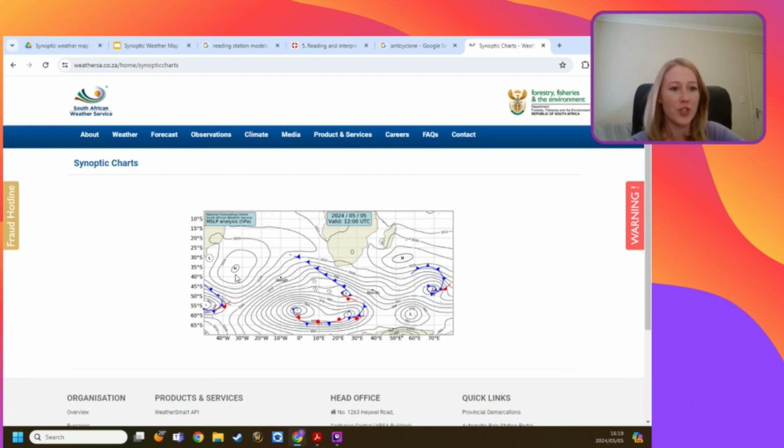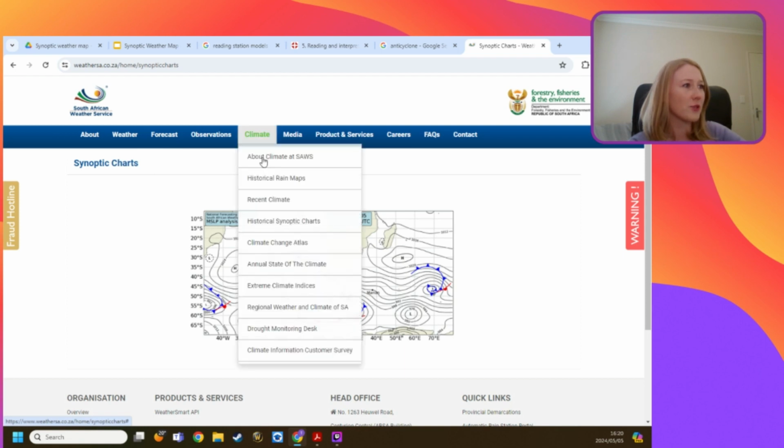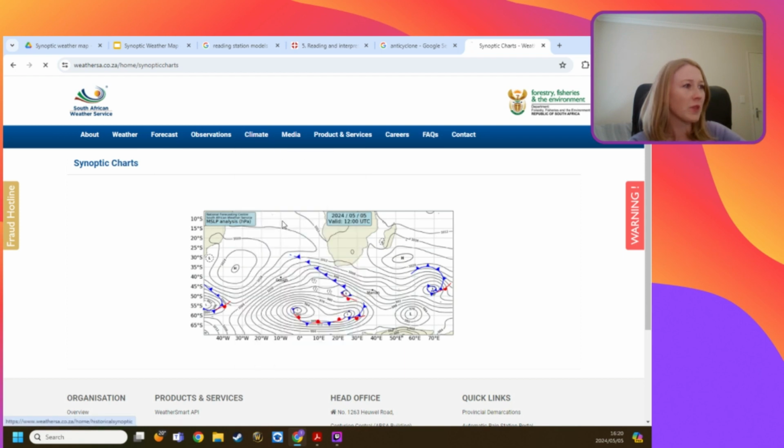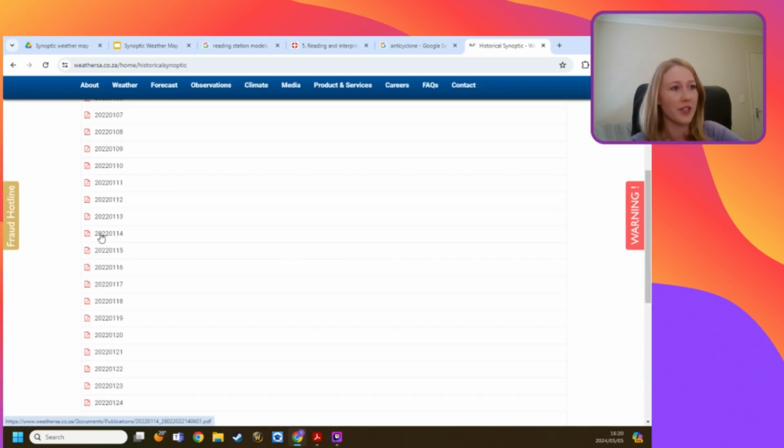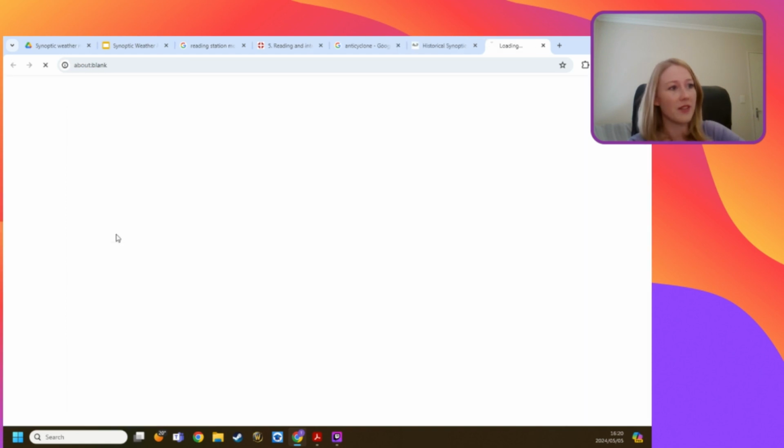This is a different version. This is the same thing. The lines show you pressure. These are your cold fronts and warm fronts. But I want to find what are the historical ones. And we're going to randomly download. So you can see they name it according to the date. So that's the year, the month, and the day.